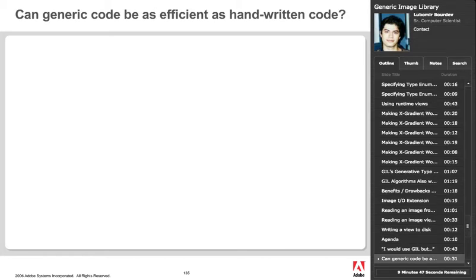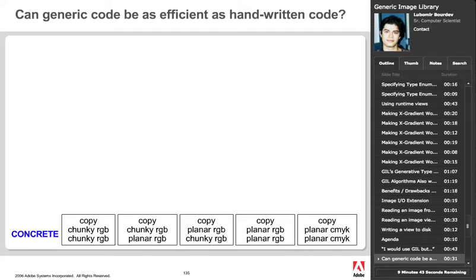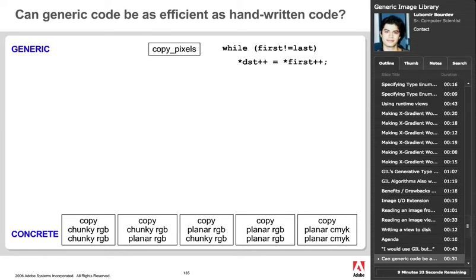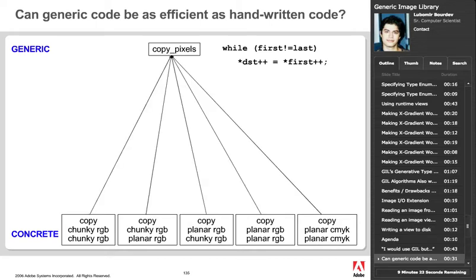We will use an example of GIL's copy pixels algorithm. On the bottom, we have a subset of all the different concrete versions of copying between different formats that people will end up having to write today. And on the top, we have a generic version. The generic version simply loops through and copies every pixel. If things are done right, the generic version will do the job of any of the concrete versions.